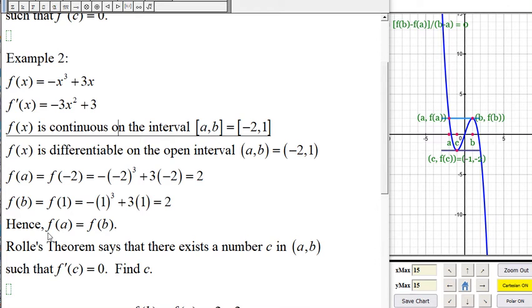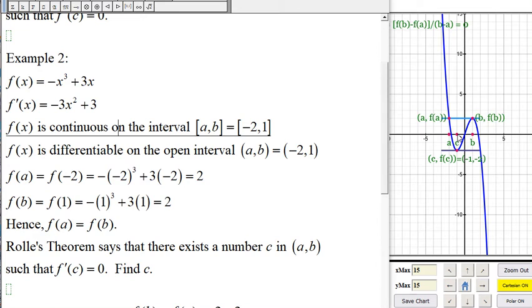And so now that we have verified that f(a) is equal to f(b), Rolle's theorem says that there is a number c between negative 2 and 1, such that the derivative at c is equal to 0, and we want to find that c. So let's take a look at the graph again. This is negative 2, and this is the point (negative 2, 2). This is 1, and this is the point (1, 2). The secant line connecting these 2 points is horizontal. Therefore, the slope of the secant line is 0.